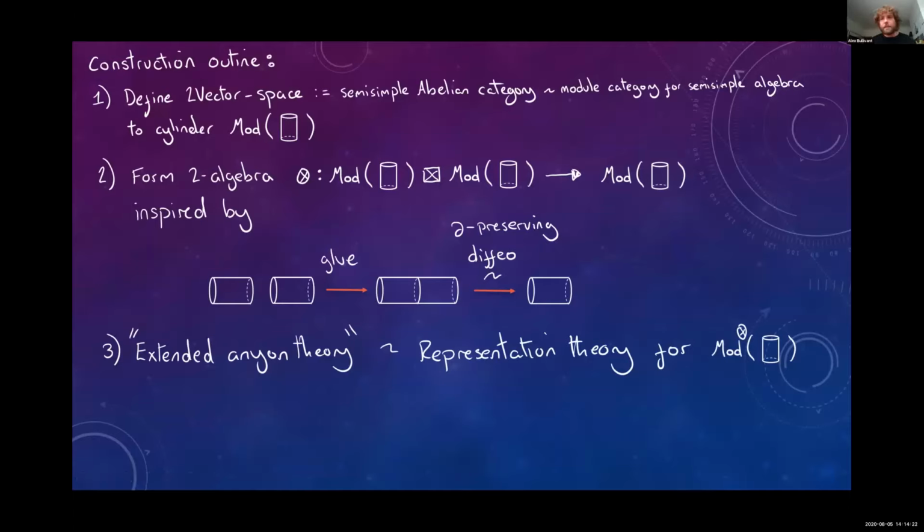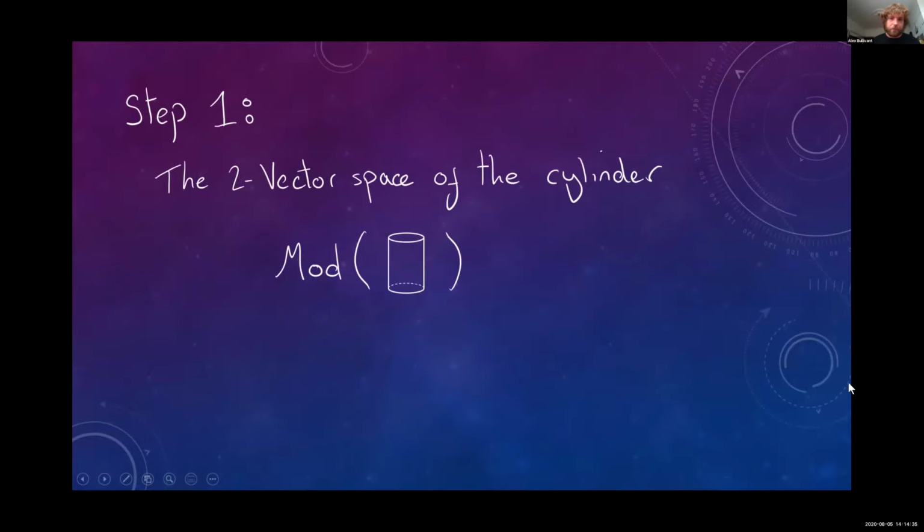And then what I'm going to do in the last part of this talk is explain, or motivate, why I think that this extended anyon theory is nicely captured by the representation theory of this 2-algebra. Okay, so let's begin with this idea of a 2-vector space for the cylinder.